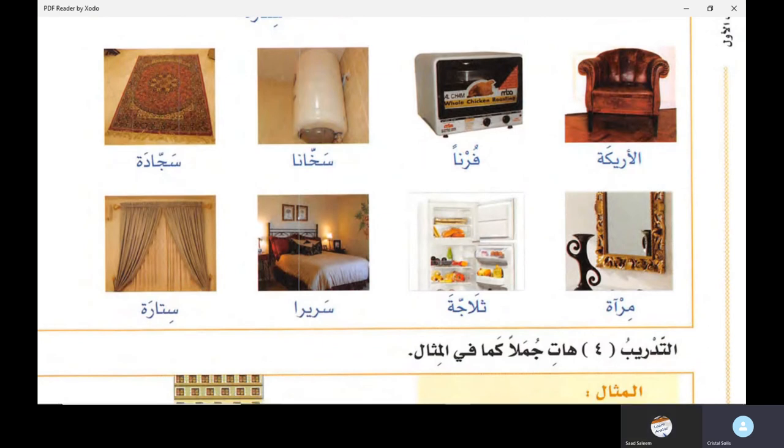Maza turidu? Uridu miratan. Good. Maza turidu? Uridu thalajatan. Maza turidu? Uridu sariran. Maza turidu? Uridu sitaratan. Good.